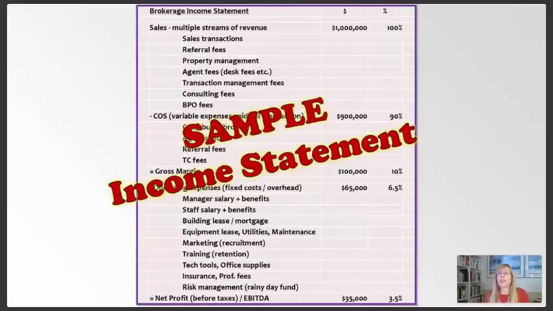Here is a sample income statement. There are multiple streams of revenue coming in. This brokerage is making money from sales transactions, referral fees, property management, agent desk fees, transaction management fees, consulting fees, BPO fees. All these account for their sales. And then you have their cost of sales, which are variable expenses. For example, what you pay to the agents, what you pay out in referral fees, or the portion of it.